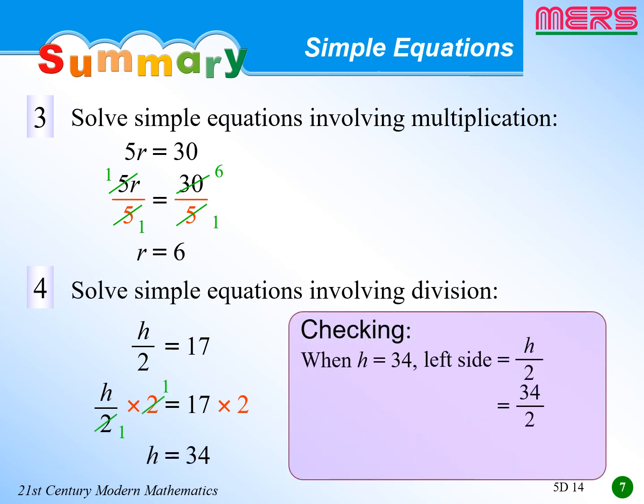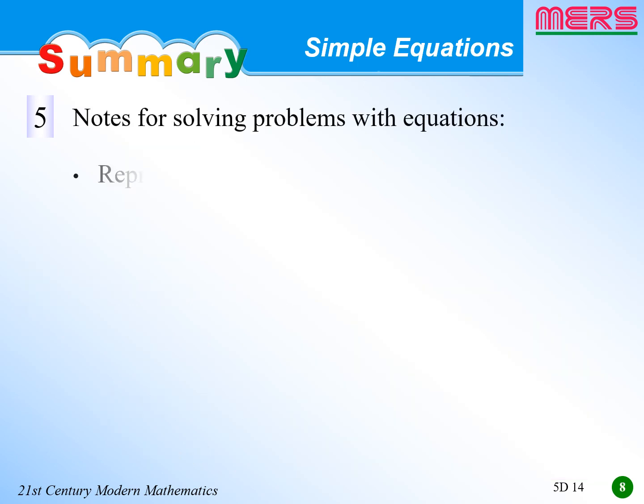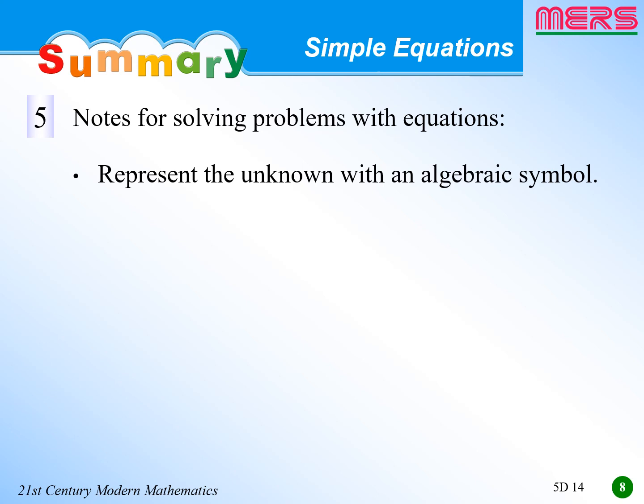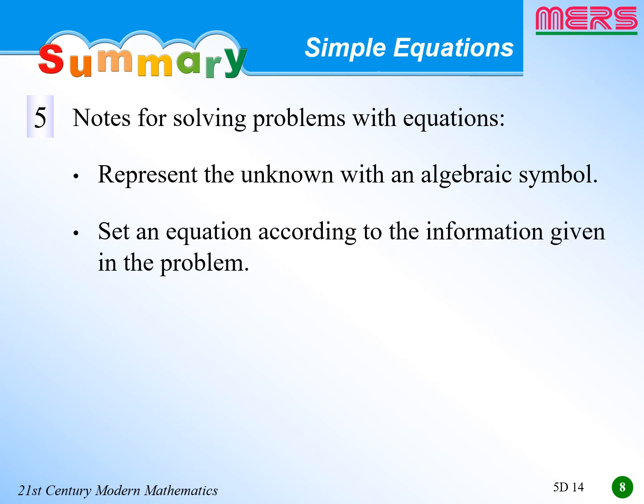So for the checking part, you put your answer back into the equation to check whether the left-hand side equals the right-hand side. For solving equations, you have learned how to write a statement to represent the unknown with an algebraic symbol. That means let n be the original number of candies, let's say, and then write the equations by their relation, and then solve it and check your answer. And this is the end of this chapter. Enjoy your learning. Thank you.